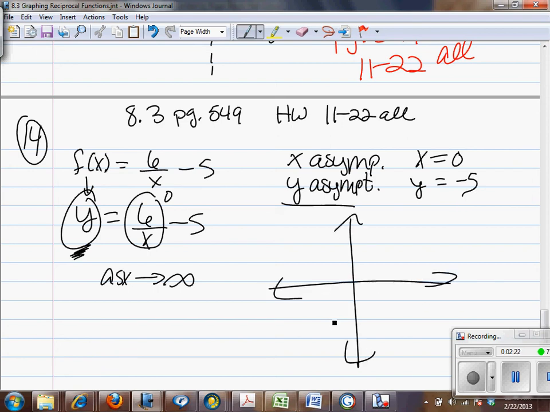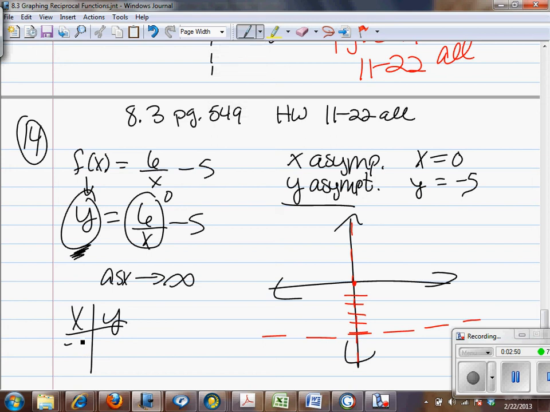So now you should be able to use those to sketch your asymptotes. If I have x equal to 0, that's just going to be on the y-axis because that's where x is 0. And then y is negative 5. Those are my boundary lines. And now we're just going to find points to the left of 0 and to the right of 0, and just make a little table.